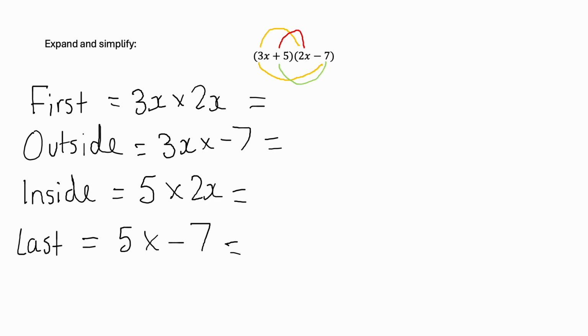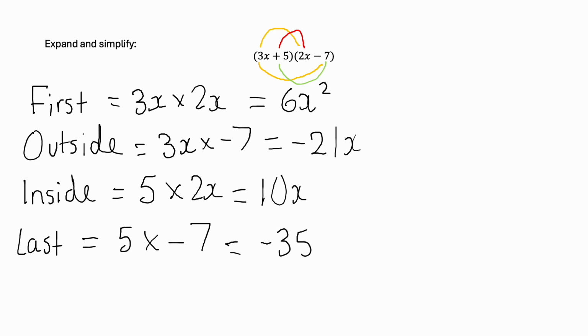3x times 2x is 6x squared. 3x times -7 is -21x. 5 times 2x is 10x. And 5 times -7 is -35.